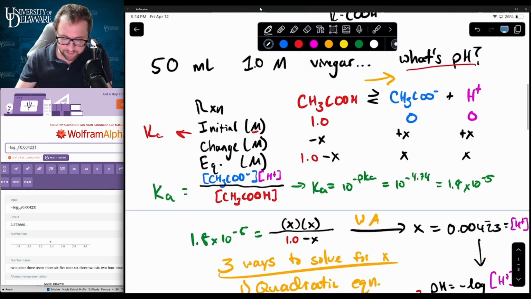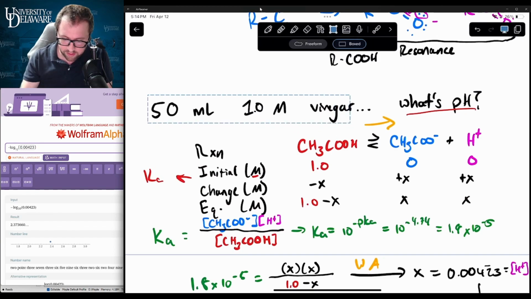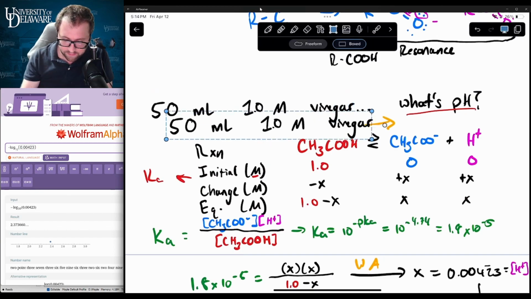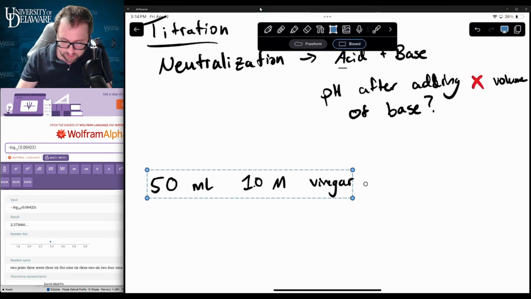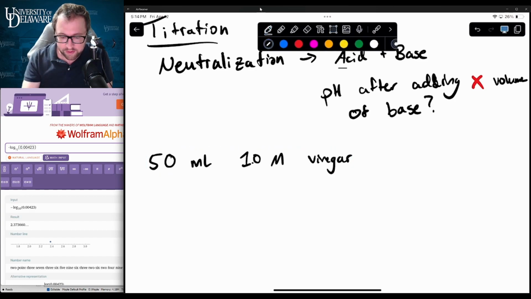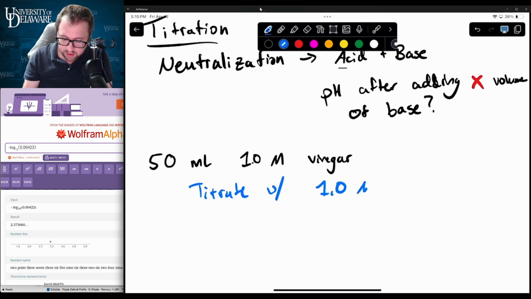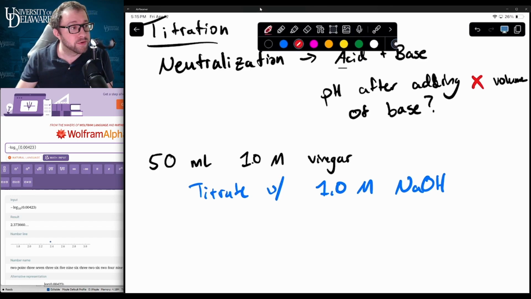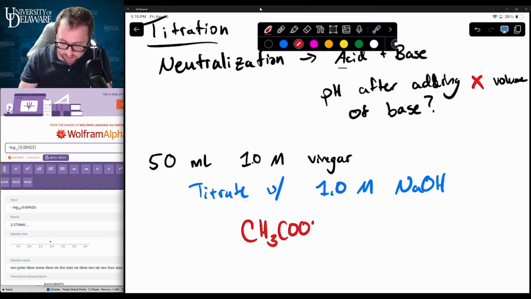So let's pull our 50 milliliters of vinegar again, right? So we have our 50 milliliters of 1.0 molar vinegar. Now, for the sake of argument, let's say we're titrating 1.0 molar sodium hydroxide, NaOH. Right, so vinegar is a monoprotic weak acid, CH3COOH. We're going to add NaOH to it.